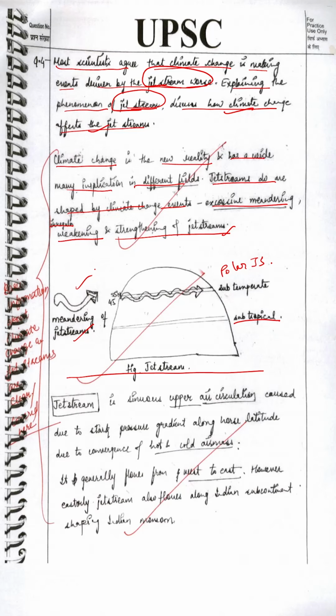Now we need to see what the jet streams are first. So a jet stream is a sinuous upper air circulation caused due to the stark pressure gradient along the horse latitudes due to convergence of hot and cold air masses.